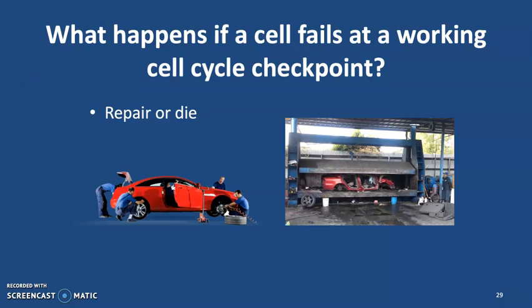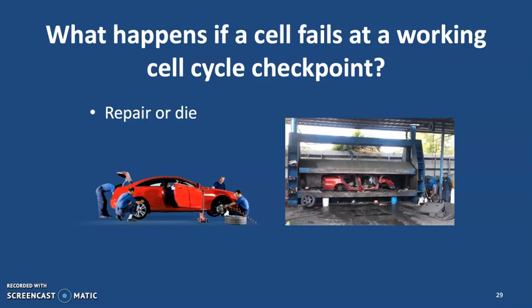So what normally happens there is you actually have yet another set of checkpoints. And if the cell, typically it would fail at a checkpoint. And so when it fails, it will go into a form of programmed cell death.